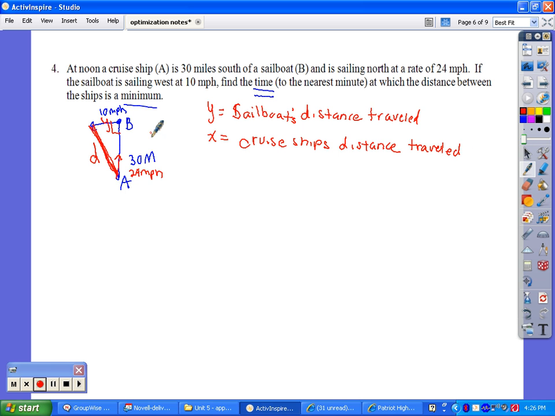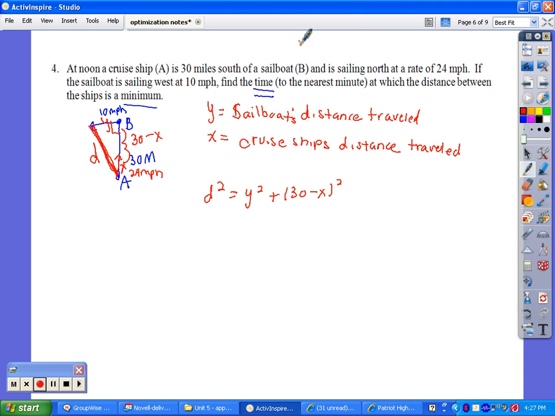Now, what we have to be careful is that this distance is not just x, okay? x is how far the cruise ship traveled. So it started 30 miles away and then it traveled the distance of x. So this length is actually 30 minus x because we're taking the total distance, subtracting the distance that it traveled. And then we're going to use our Pythagorean theorem. So we have d squared is equal to y squared plus (30 minus x) squared. And that is my equation.